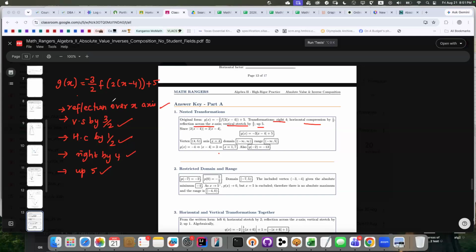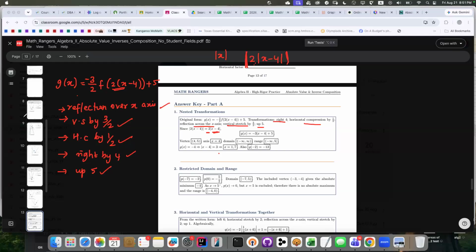Okay, now how to bring it out? Basically, this was your parent function. But what happened here? Did you see 2 times x minus 4? It's like this, right? But again, the absolute value of 2 is a 2, meaning there's no change. So you can take it out and write it as 2 times x minus 4. That's absolutely allowed. Got it?